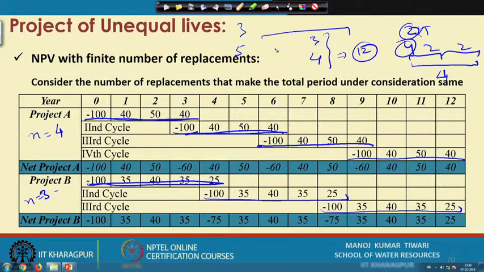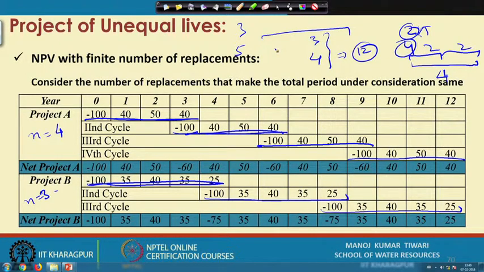So, a 4 year project will get 3 cycles in that case, while a 6 year project will get just 2 cycles. So, that way we can pick a finite number of replacements, or a finite number of cycles, for each project to bring the total period under consideration to the same, right. So, that is how one can do it.